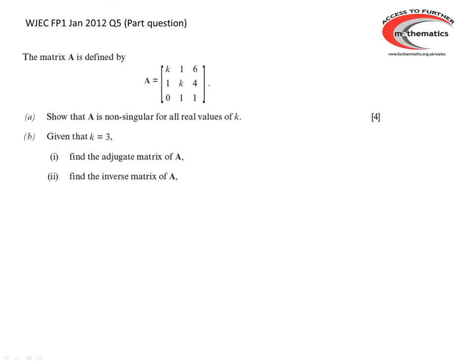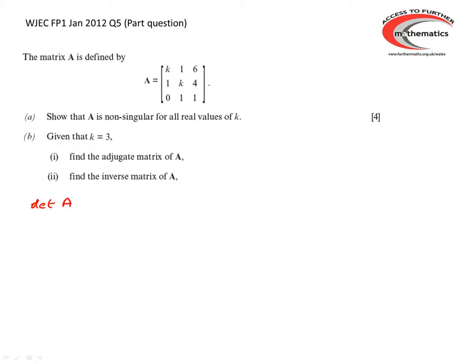Our final example comes from the January 2012 paper and is going to be considering 3x3 matrices. To show that the matrix is non-singular, you have to remember what non-singular means. A singular matrix is a matrix whose determinant is 0. A non-singular matrix is a matrix whose determinant is not 0. So what we're being asked to show is that the determinant of this matrix is always non-zero. So we need to work out the determinant of the matrix.